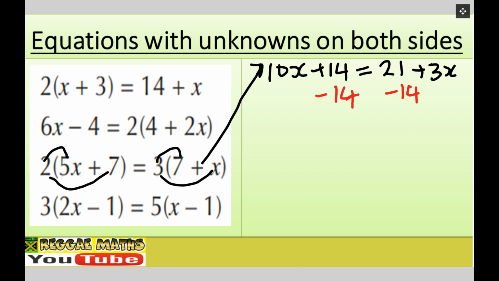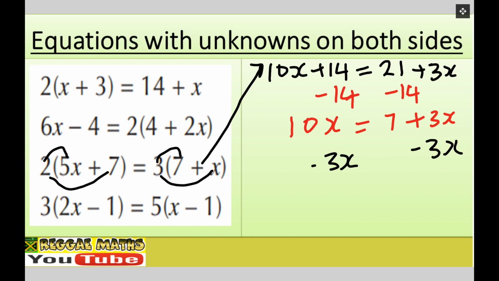So taking 14 from both sides, they end up with 10x equals to 7 plus 3x. Minus 3x from both sides, end up with 7x equals to 7. Divide by 7 on both sides. So x equals to 1.